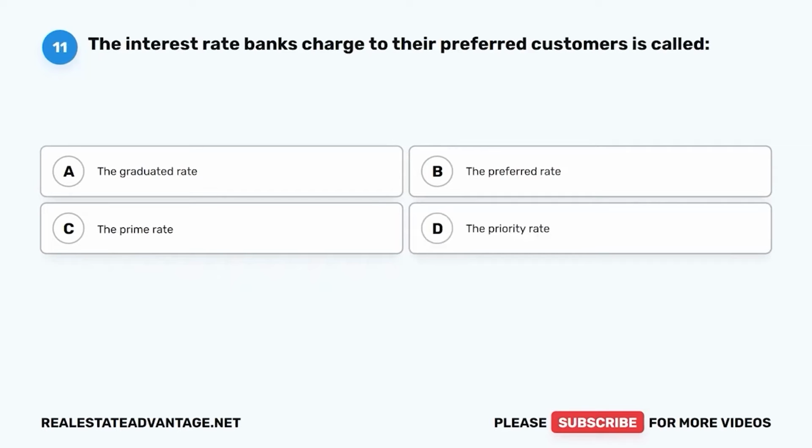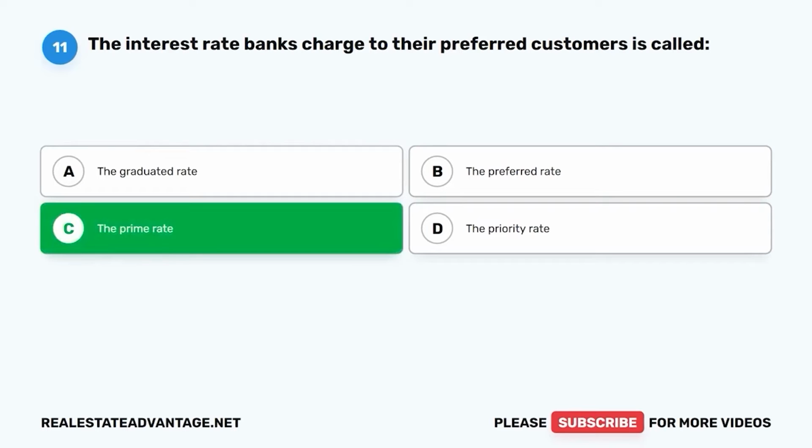Question 11. The interest rate banks charge to their preferred customers is called: A. The graduated rate. B. The preferred rate. C. The prime rate. D. The priority rate. The correct answer is C. The prime rate.